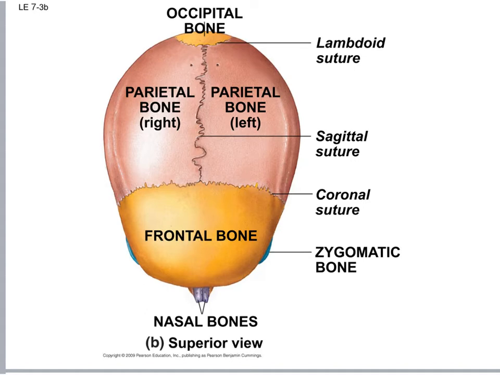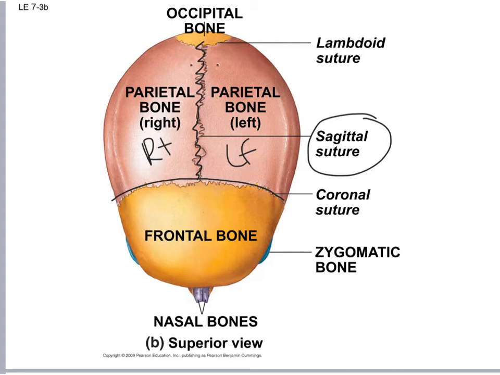And so you see it right here, and it divides the two parietal bones into a right and a left parietal bone, and that is called the sagittal suture. We know that sagittal separates a right and a left, right? Here you can see the coronal suture, that it goes all the way across, dividing the parietal bones from the frontal bone.